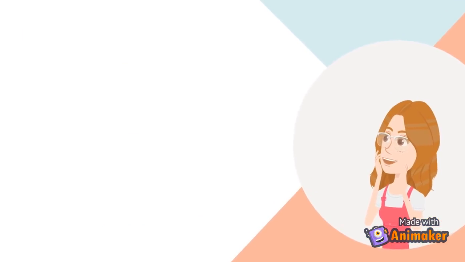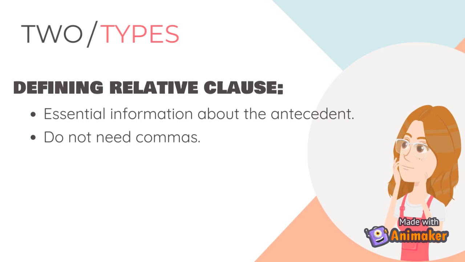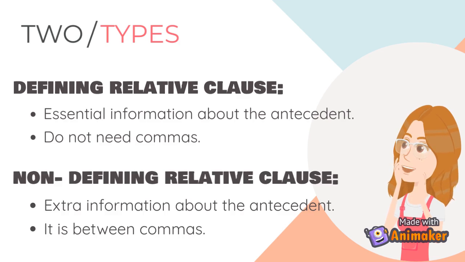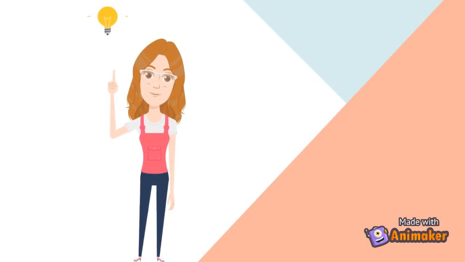Now I'm going to define these two subcategories of relative clauses. The first one is the defining relative clause, which gives essential information about the antecedent. Without this information, we are not able to understand the sentence. Okay, and here we do not need commas in this type of clause. On the other hand, the non-defining relative clause gives extra information about the antecedent and we use it within commas. Okay, now that we know this information, we are going to see the examples.